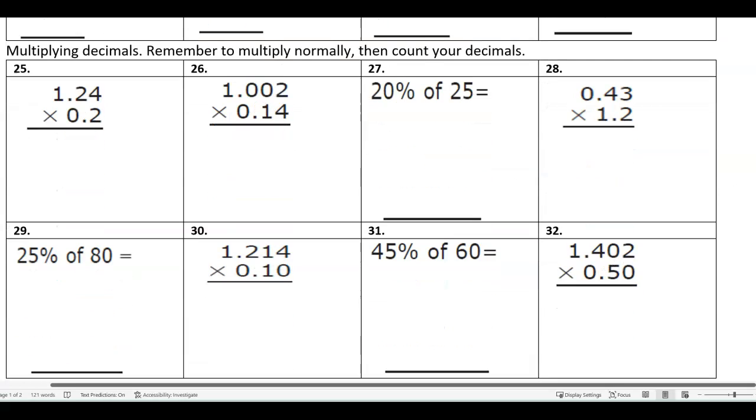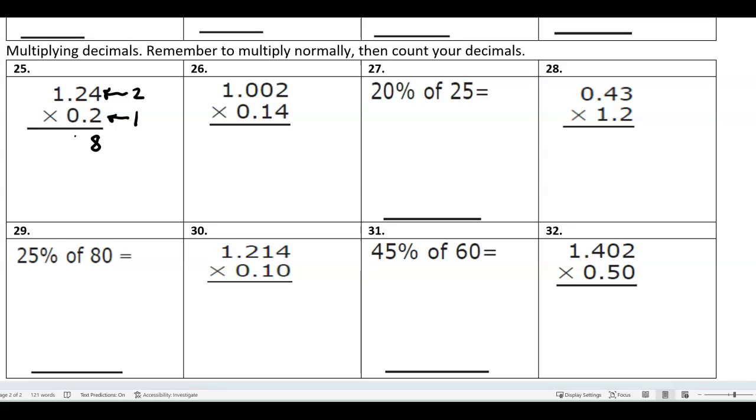When you're multiplying decimals, remember to multiply normally and count your decimals. So we have 2 numbers behind the decimal here. I have 1 number behind the decimal here. That means my answer will have 3 numbers behind the decimal. 2 times 4 is 8. 2 times 2 is 4. 2 times 1 is 2. So notice I've ignored the decimals until now. I'm done, right? I don't need to do a whole row of zeros. All right? So again, I had 2 in my first, 1 in my second, so I should have 3 in my answer. 1, 2, 3. 0.248. I have 3 numbers behind my decimal.